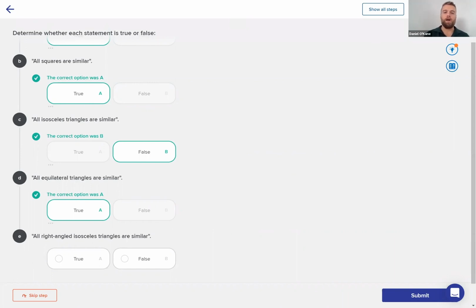Okay, so I'm waiting for one person. Yep, great. Remy, having a guess? True, question mark? Yes, it is true. Well done, Remy. So a right angle isosceles triangle is special because it's got that right angle.